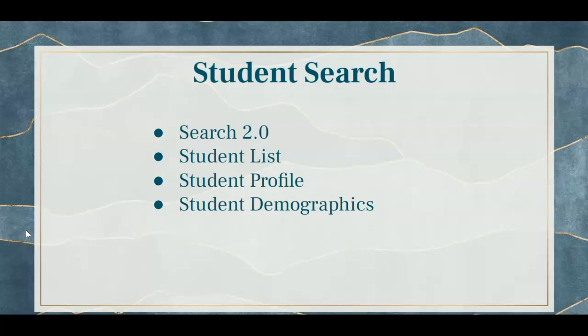And then Student Profile and Student Demographics gives you detailed information of a specific student, including everything from contact information to assessment results. And obviously your visibility of the students is impacted by the roster, right? So you're only going to see students that you should be seeing within the system.